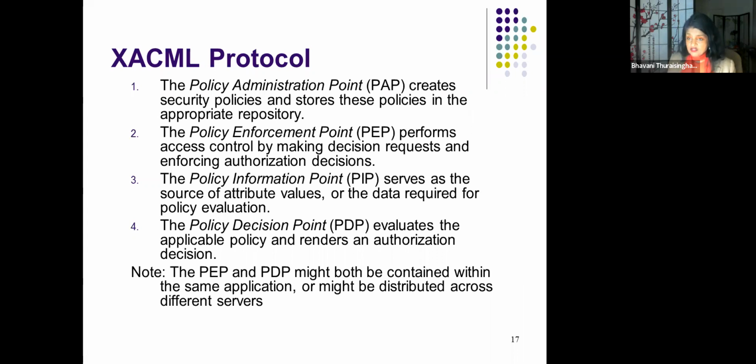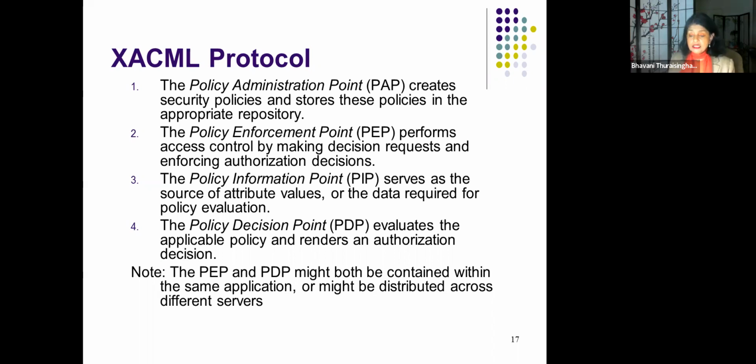So here are the roles. The policy administration point creates security policy. I called it access point earlier, but it is the administration point. It creates the security policy, stores this policy, and so on. That's PAP. The PEP, policy enforcement point, performs access control by making decision requests and enforcing authorized decisions. Eventually, it's the PEP that enforces the access.